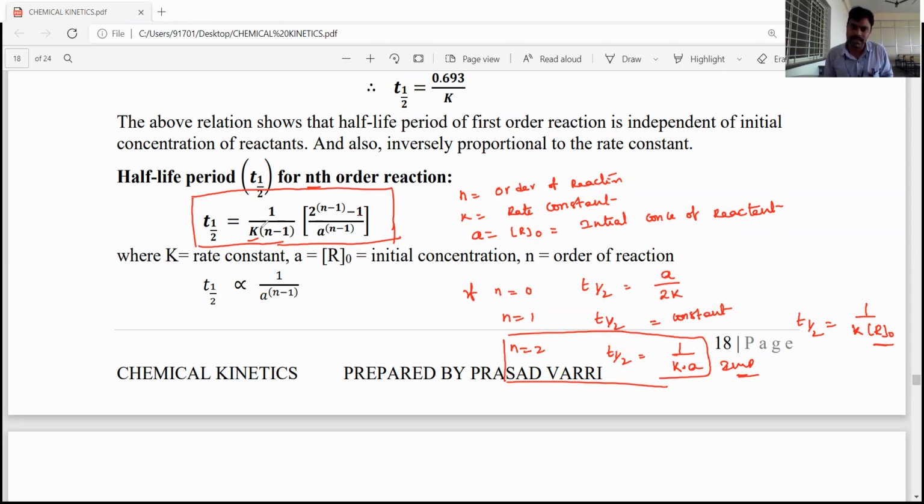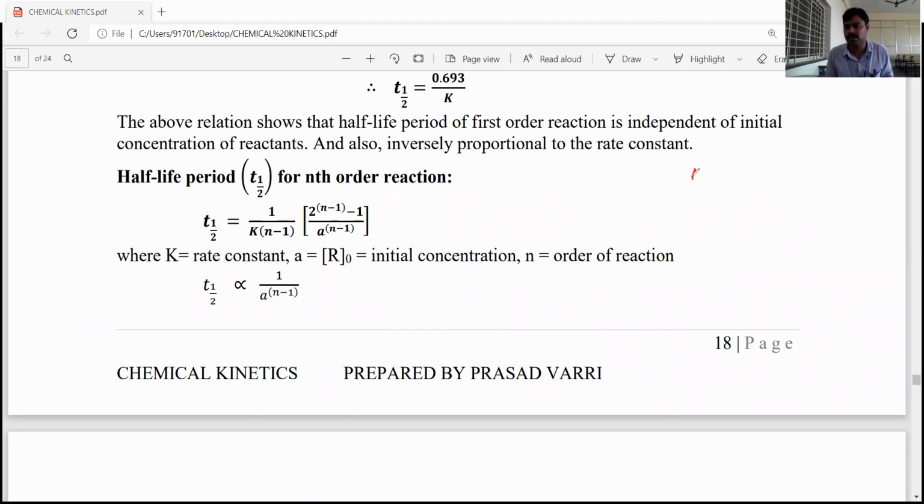In this, K is constant and n minus 1 is also constant, and it indicates that the half-life period for nth order reaction is directly proportional to 1 by A to the power of n minus 1. Just remember, dear students, for nth order reaction T half is directly proportional to 1 by A to the power of n minus 1. If n is equal to 0, then T half is directly proportional to initial concentration. For first order reaction, n is equal to 1, T half is constant.